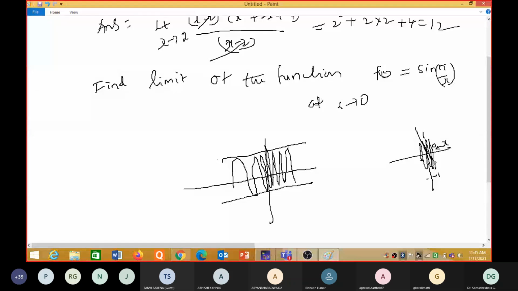This is the case. It is going like this. When x approaches from this side, the graph is like this, and when x is going to the other side, the graph is like this. When x tends to 0, the graph is going up and down here, between plus 1 and minus 1.